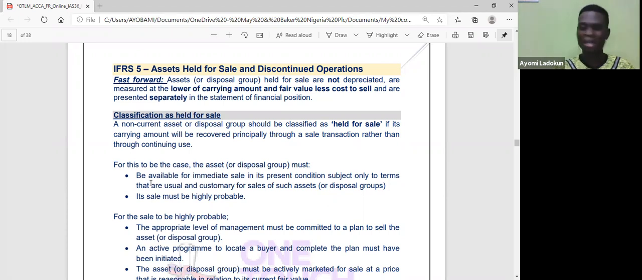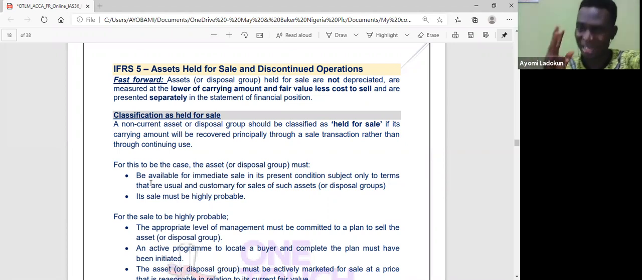What does that mean? I can't say, okay, let me put it as held for sale, then later I can reclassify it as a normal asset. No way. So why is it like that? Why do we even have IFRS 5 governing assets held for sale? Let me open your eyes a little bit better.